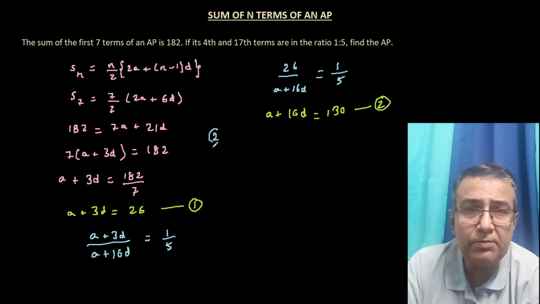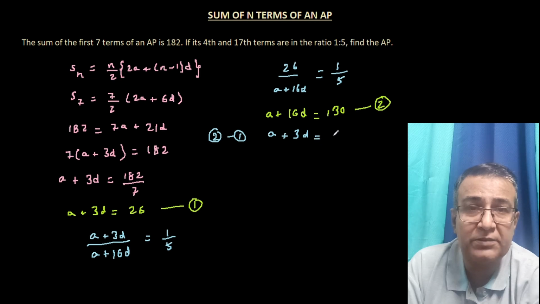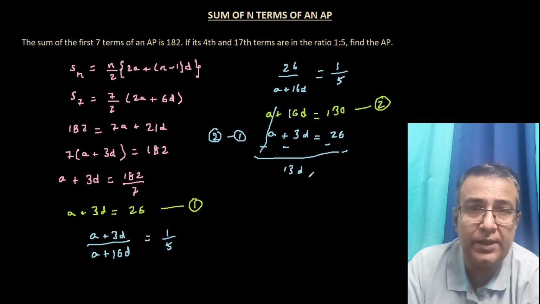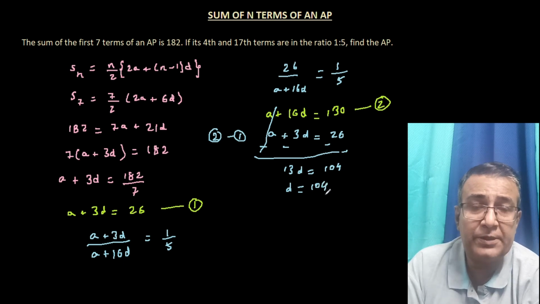Now from this equation number 2, we can subtract equation number 1. So let me write equation number 1 also over here. So that's a plus 3d is equal to 26. And because we are subtracting this, all terms become negative. So a and a get cancelled. 16d minus 3d gives us 13d. And 130 minus 26 gives us 104. So this 13 can then be taken to the other side. So we get d is equal to 104 divided by 13, which gives us a common difference of 8.